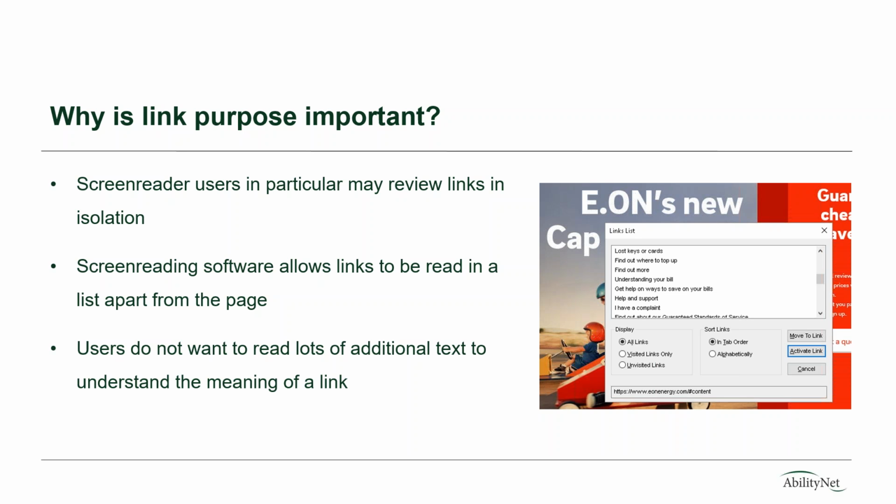Users will not want to go and investigate lots of additional text to understand the meaning of a link. So if they do encounter a find out more link, they may jump to that find out more link, and they may just opt to read the preceding heading, the heading immediately above that find out more link, to see if that adds sufficient context for them. Or they might read the preceding paragraph, which is just one keystroke using a screen reader. So it's important mainly for screen reader users to create links that have the purpose of the link embedded within the text.